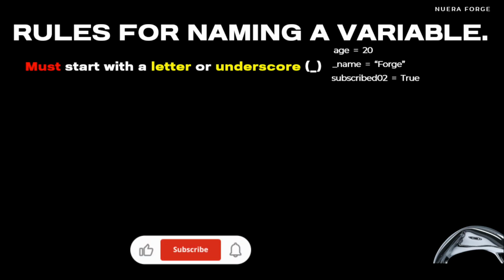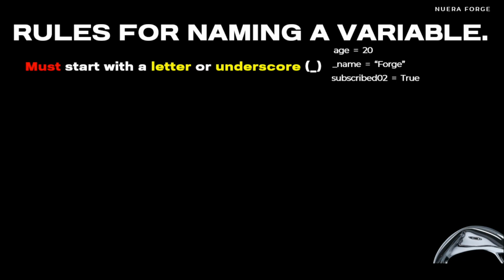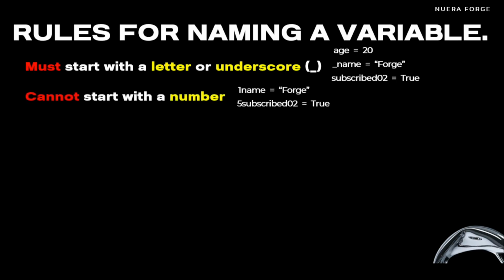So make sure that all your variable names always start with either a letter or an underscore. Then number two is variables cannot start with a number. So you cannot have something like this, maybe 1name being assigned to 40. That's wrong. When you try running it, the Python interpreter will throw an error. It will inform you that this variable name is invalid.